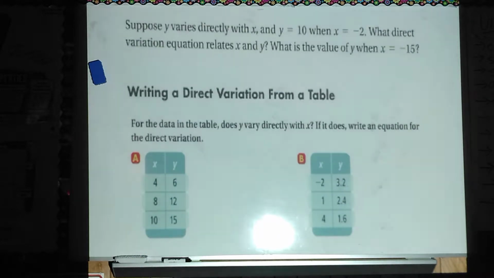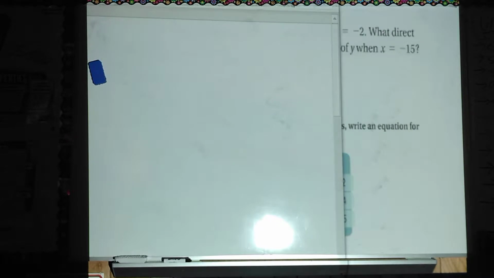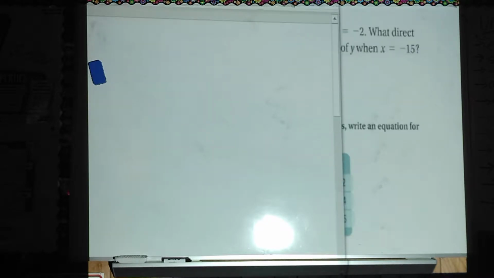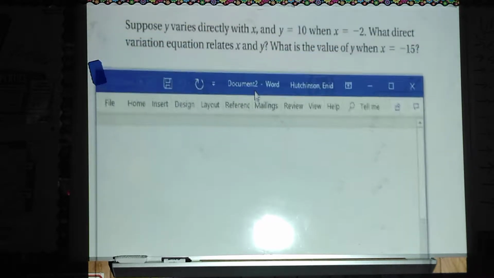Suppose y varies directly with x. There it is again, people. Oops. Sorry, I'm trying to move.